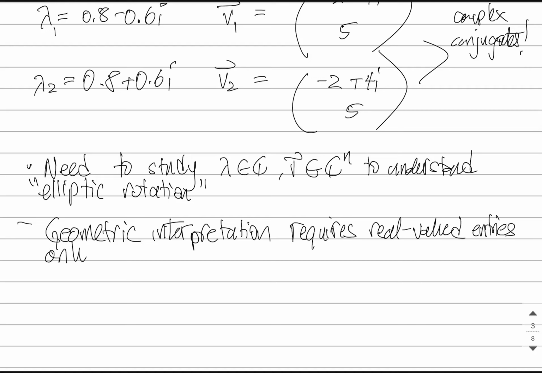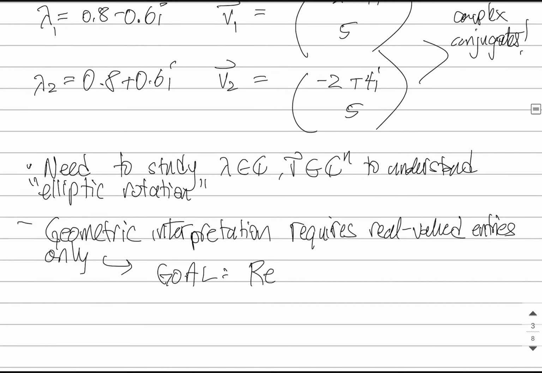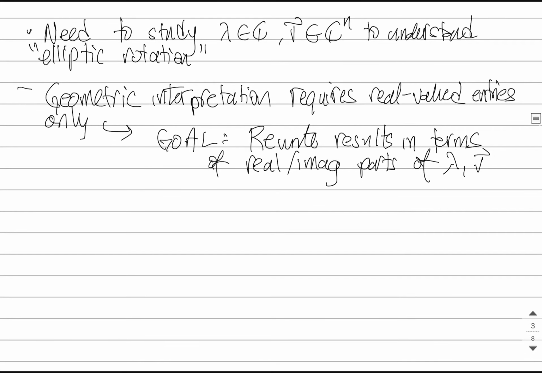To give ourselves a geometric interpretation, the geometric interpretation requires real valued entries only. That's the way that I can actually see what the eigenvectors or values are doing. So our goal, when I start doing all of this technical stuff here, is to rewrite the results that we get in terms of the real and imaginary parts of lambda and v. Now, as an example of what I mean by that, in that previous situation, we got lambda was 0.8 minus 0.6 i.